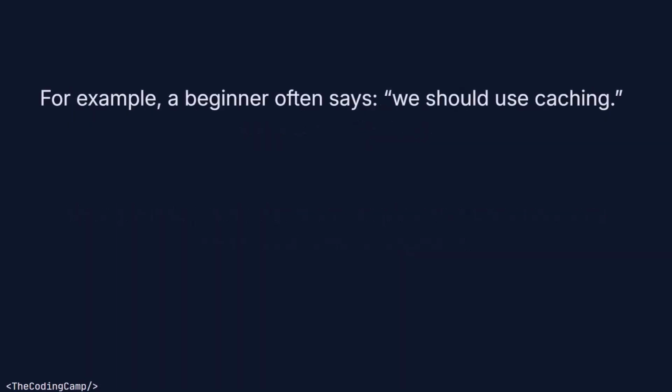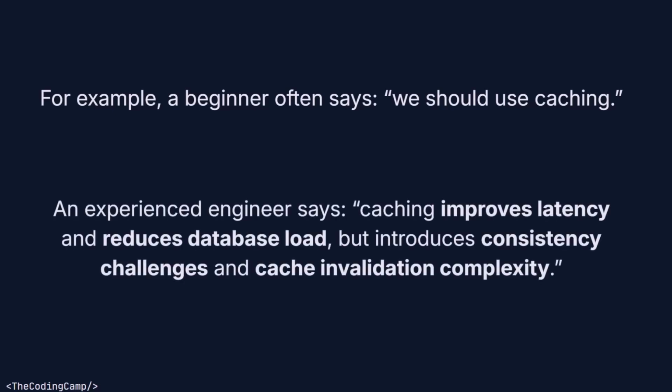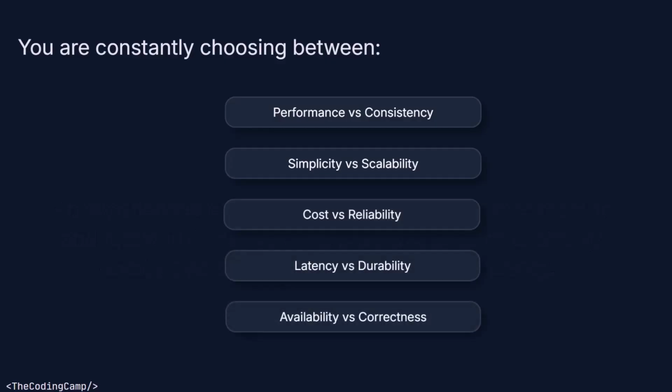For example, a beginner often says, we should use caching. An experienced engineer says, caching improves latency and reduces database load, but introduces consistency challenges and cache invalidation complexity. That second answer demonstrates understanding. System design interviews are fundamentally about balancing competing goals. You are constantly choosing between performance and consistency, simplicity and scalability, cost and reliability, latency and durability, availability and correctness. Interviewers want to hear what you gain, what you lose, and why the decision is acceptable.